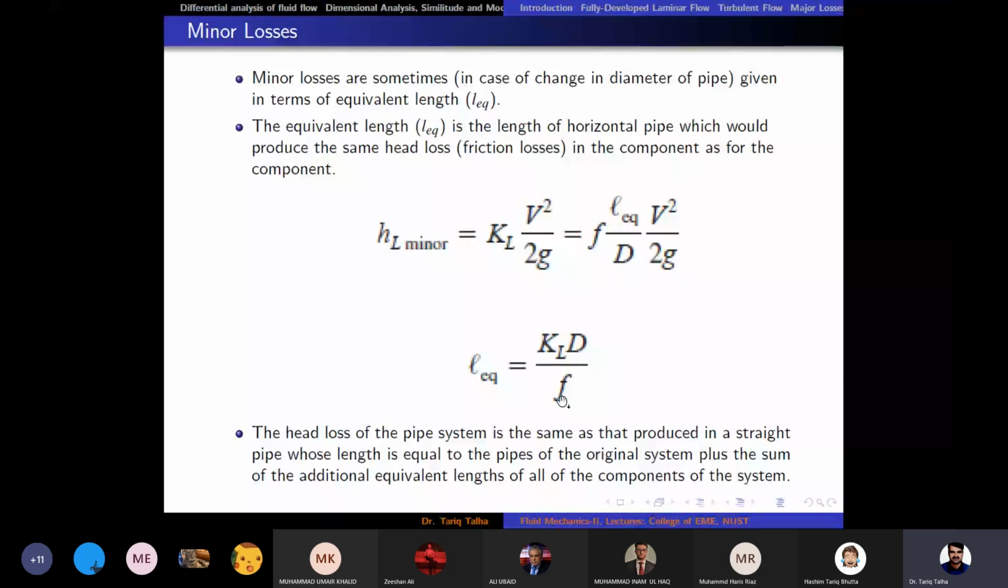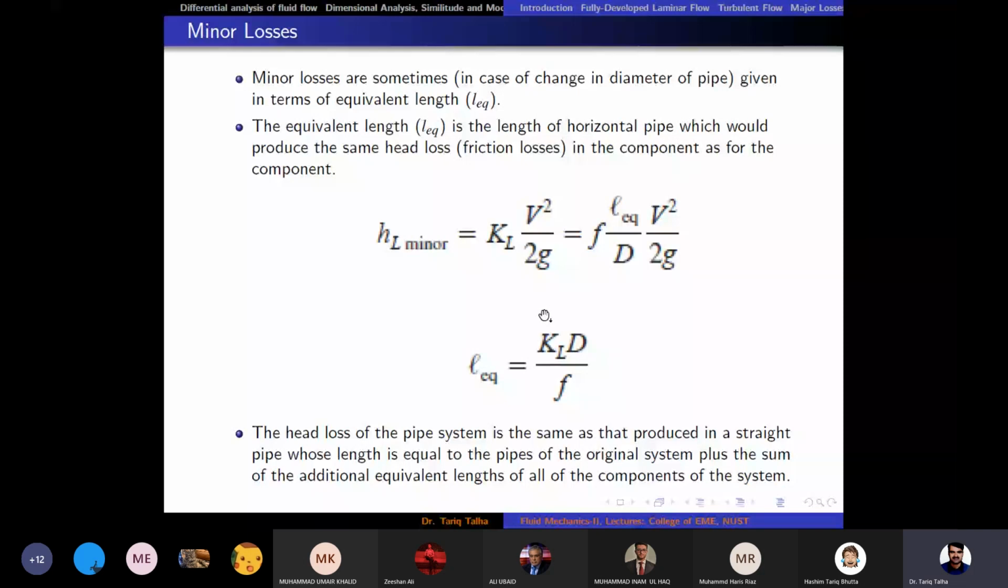So now you can see that equivalent length would be more if KL is more. It makes sense that if the minor loss due to that component is more, then we need more straight pipe length to account for it. And if the friction factor is more, then we need less pipe length to account for that, because if the friction factor is more, major losses would be more. So in shorter pipe length, we would be able to achieve the head loss which was due to that component. And similarly, the relation with diameter.